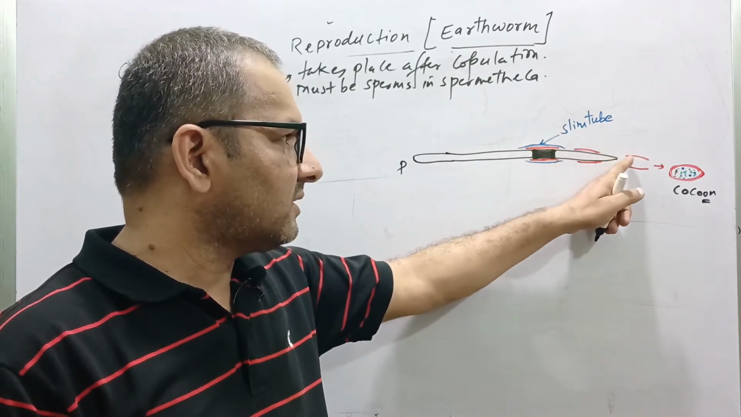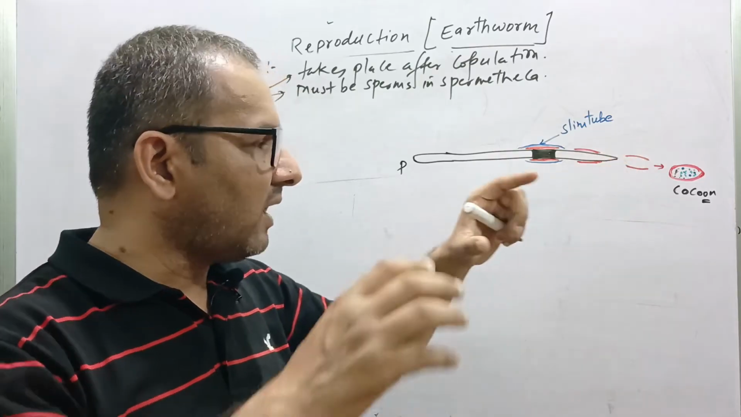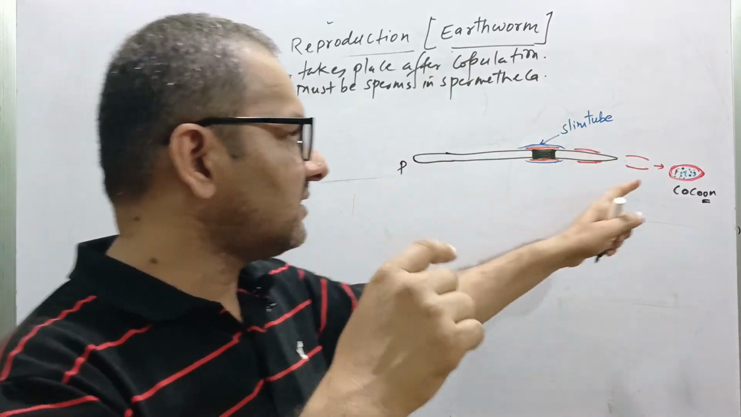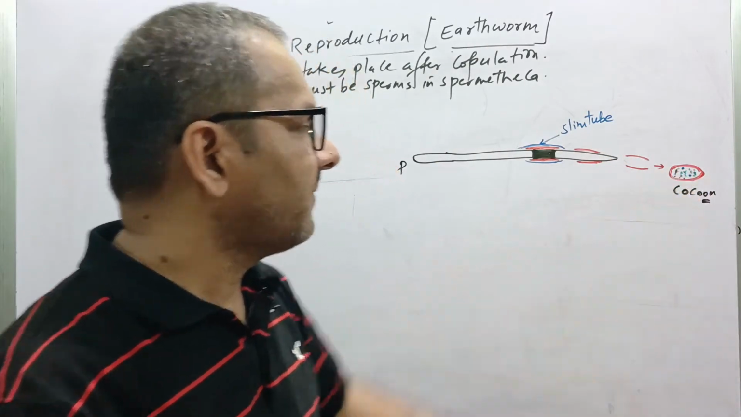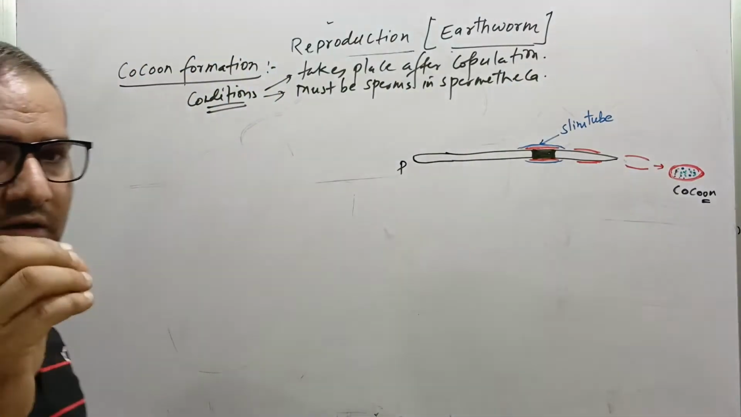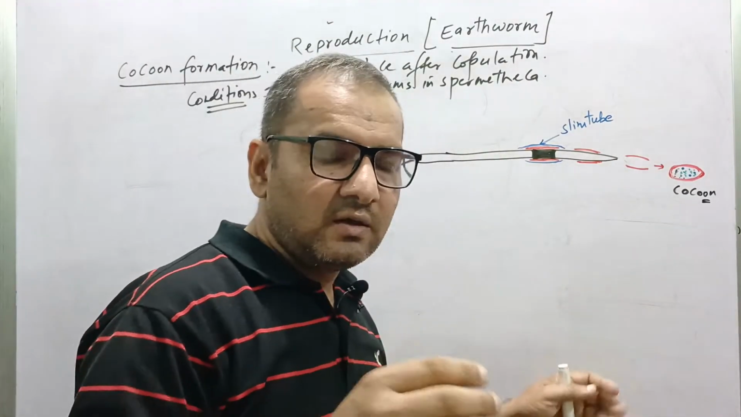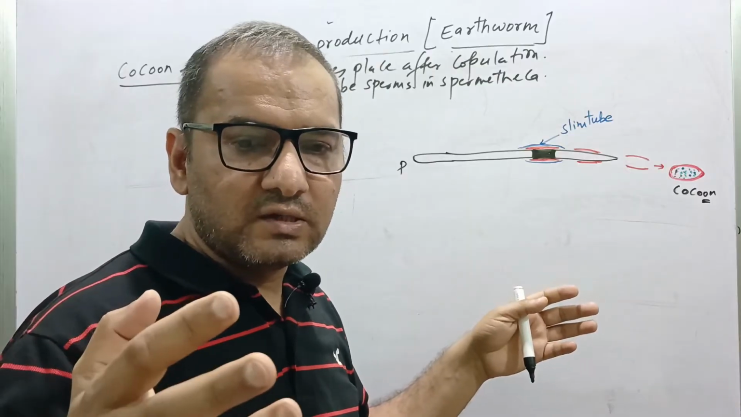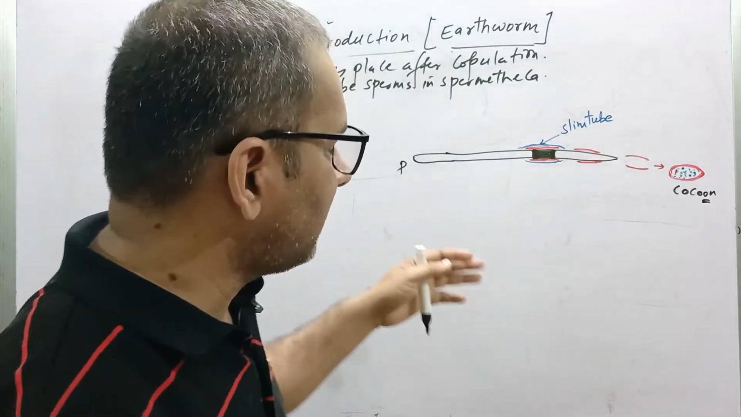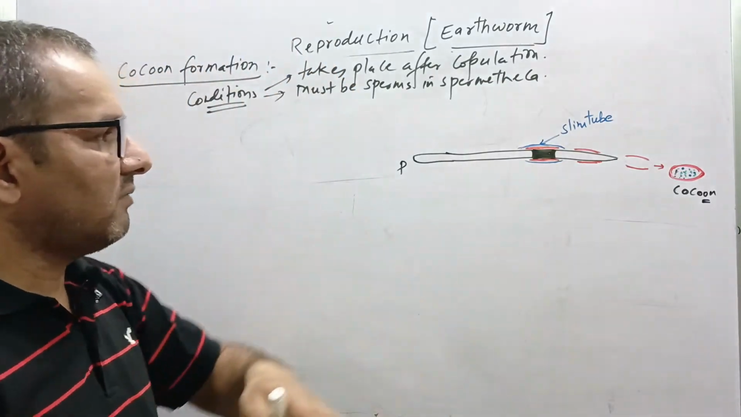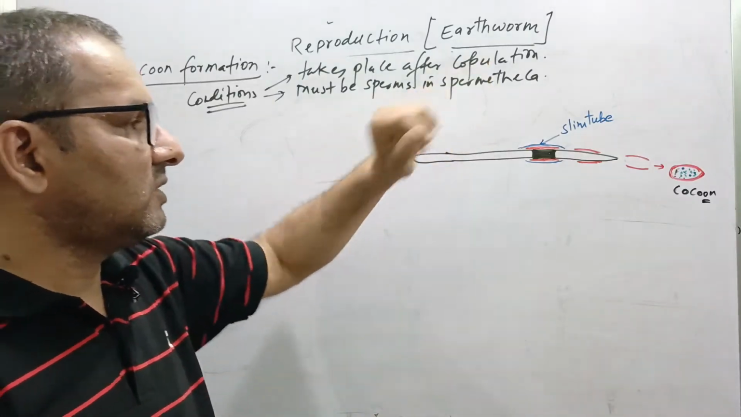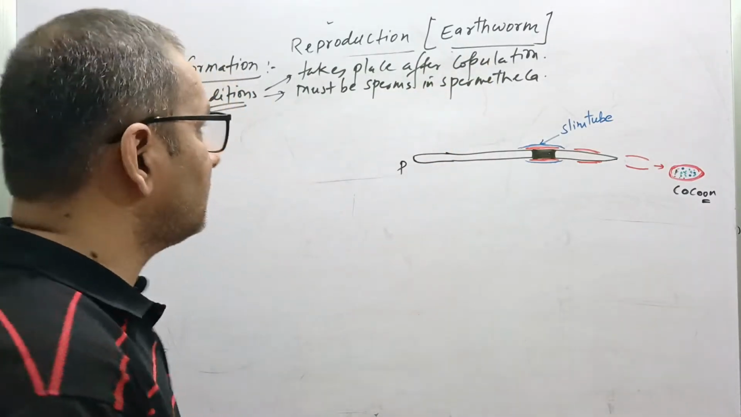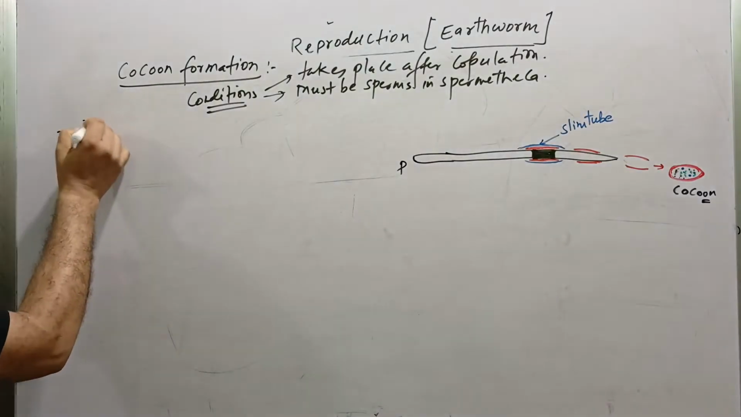At the time of emergence, it has openings at both ends, and the ends get constricted, resulting in the formation of a capsular structure. That capsular structure is called the cocoon, and in a season a number of cocoons are formed by an earthworm. The process of cocoon formation continues as long as there are sperms in the spermatheca. So, what happens during it?